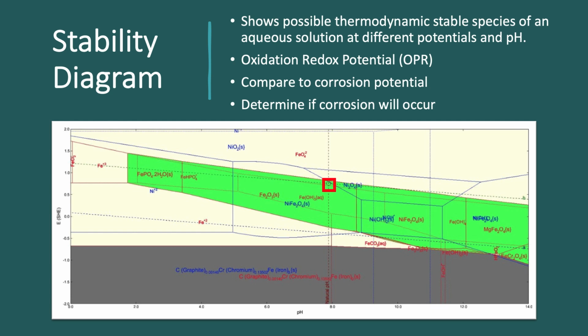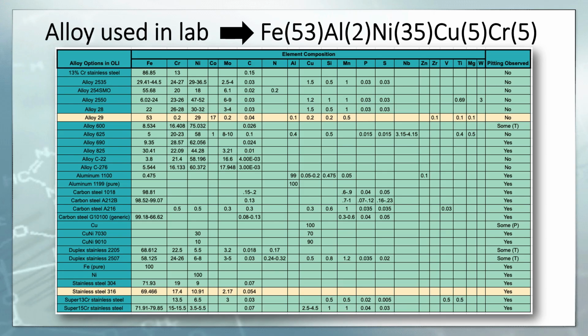One key observation in the diagram is the oxidation redox potential, ORP, which is indicated by the thick red box on the diagram. This value can be compared to the corrosion potential to determine if corrosion will occur. The table on the slide lists all the possible alloy combinations that can be used in OLI for corrosion calculations. The composition of each element making up each alloy is listed.